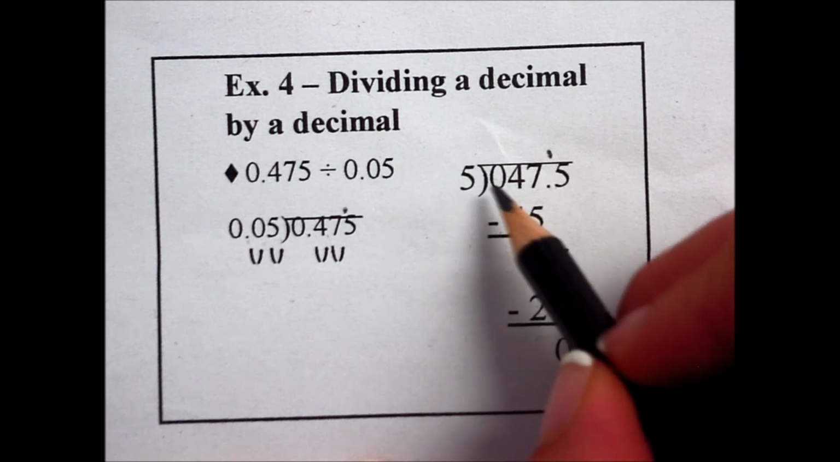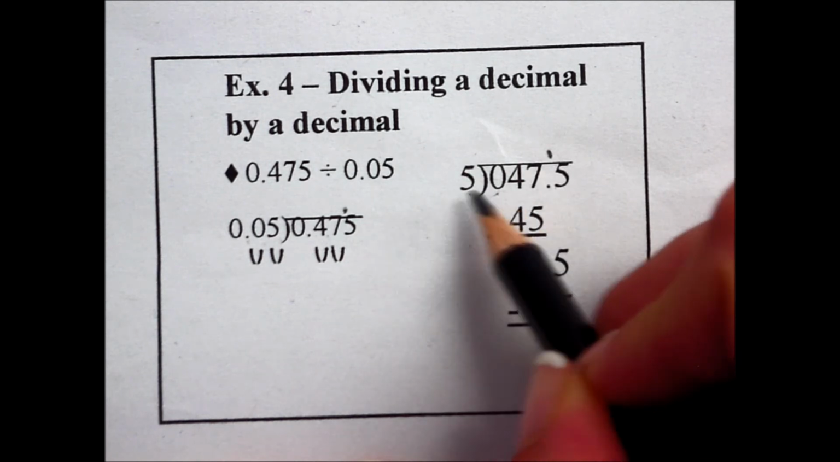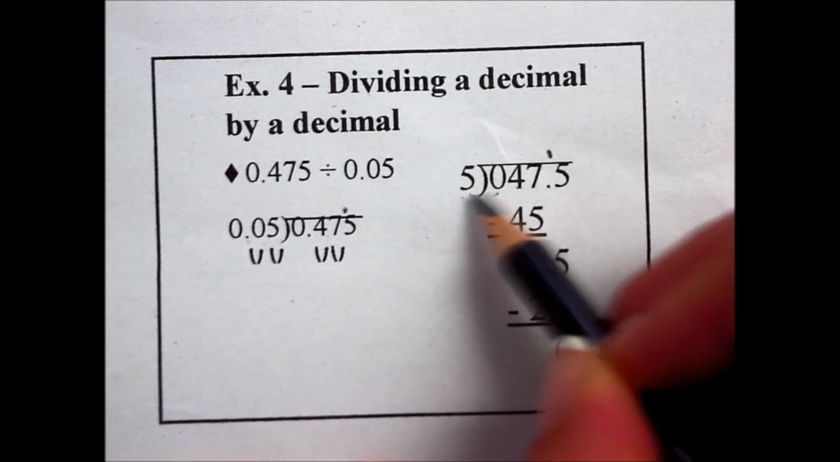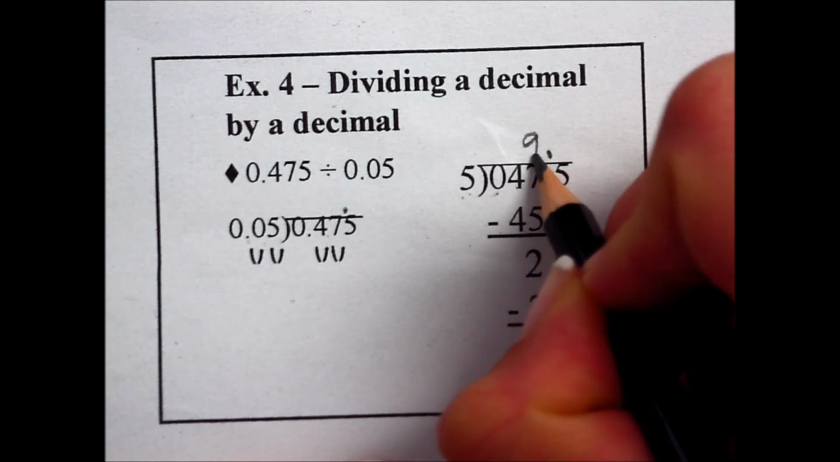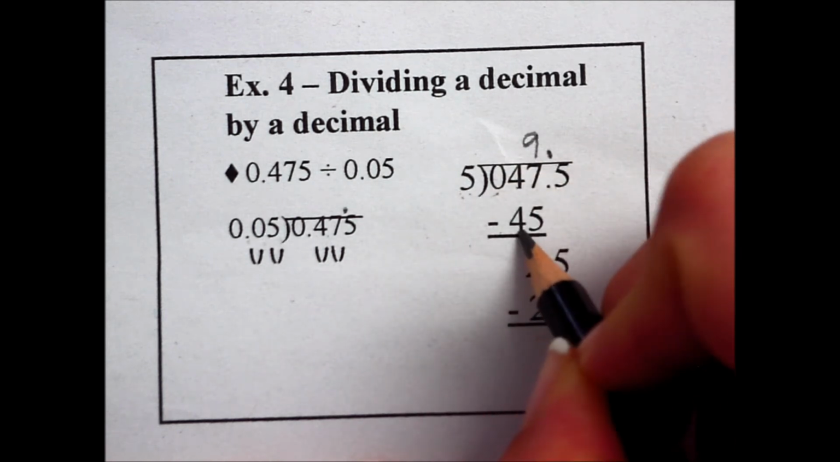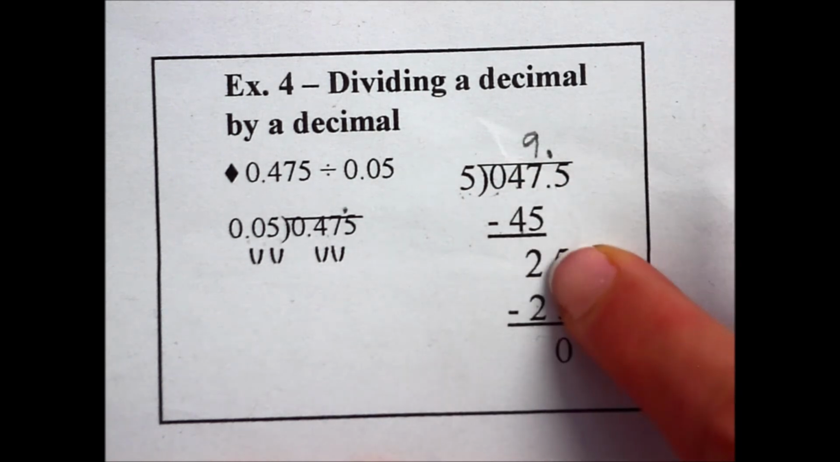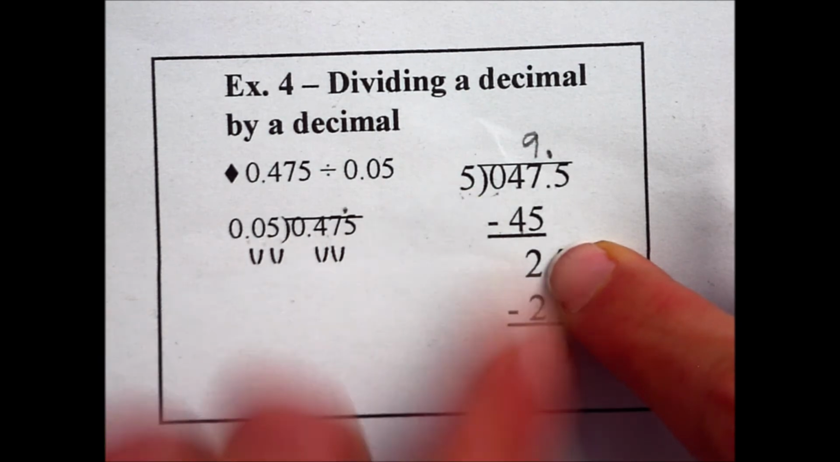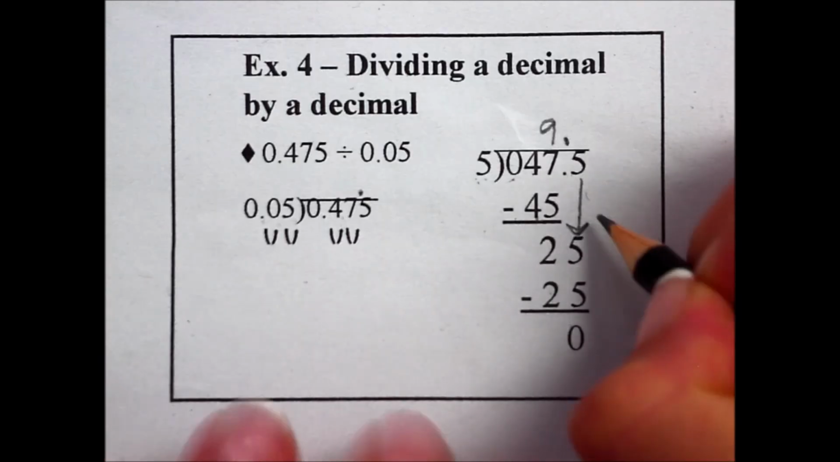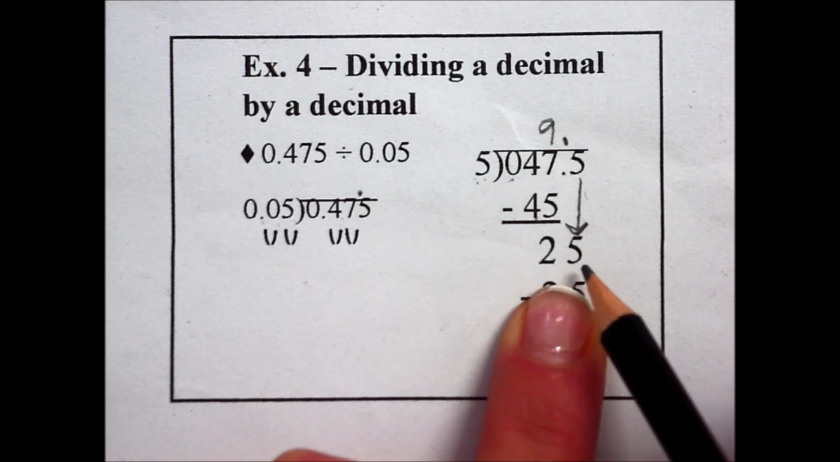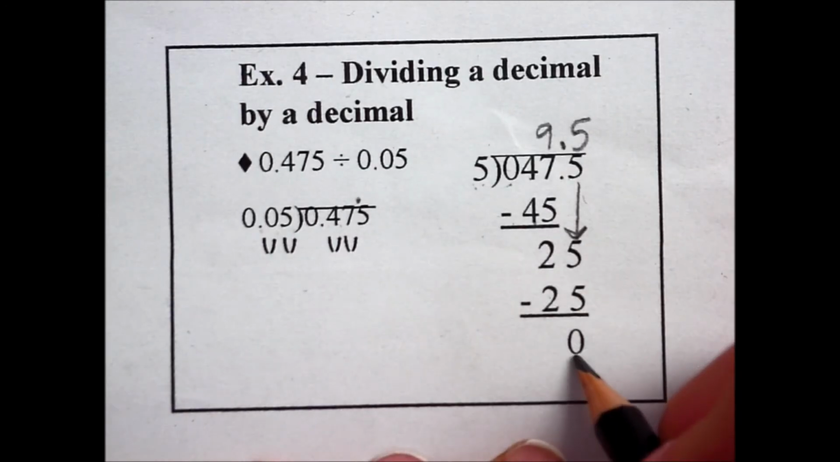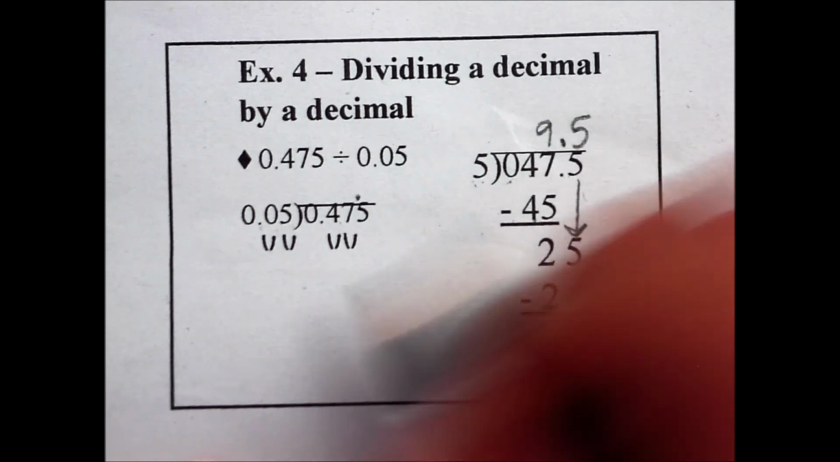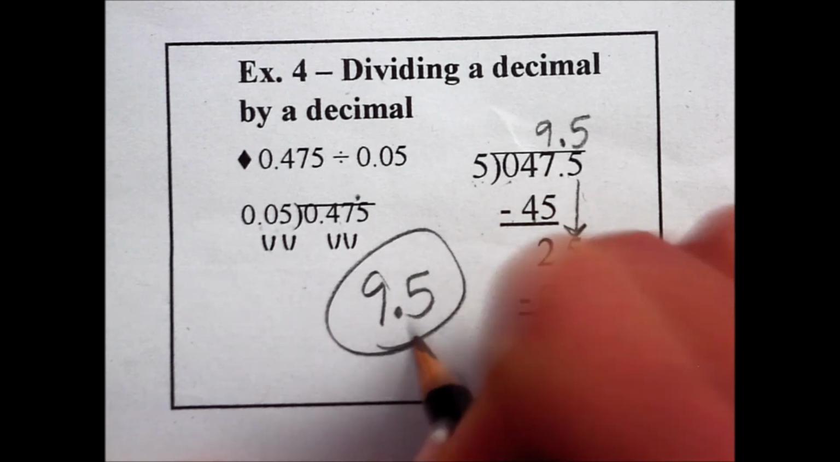All right, so here we'll go. So 5 doesn't go into 0. 5 doesn't go into 4. 5 will go into 47 though. It will go in there 9 times. 9 times 5 is 45. Now we subtract and we get a 2. Compare, 2 is less than 5, so then we can bring down. Now we're going to take 5 into 25. It will go 5 times. 5 times 5 is 25. Subtract and get 0. Now that I end up with a 0, I have nothing left to do. 9 5/10 is my final answer.